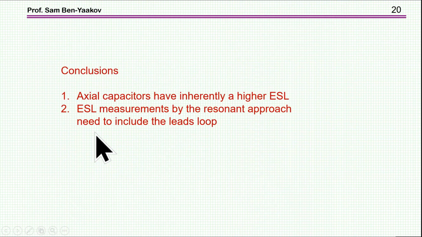So what are the conclusions here? Axial capacitors have inherently high ESL. Well, this is something that we would have guessed from the sheer fact that we have wires and some distances, etc. But the point is also that the ESL measurement by the resonant approach must take into account the lead loop, because this loop belongs to the capacitor. It does not belong to the PCB. And no matter what you do, you'll always have this additional inductance, and you have to take it into account.